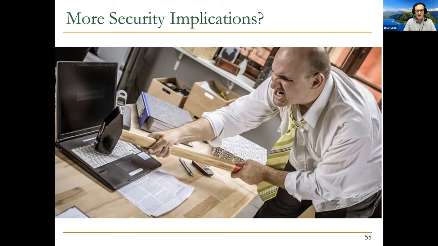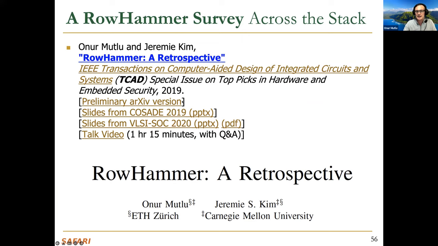And we did write an invited paper to a TCAD special issue on topics in hardware and embedded security, where we talked about the RowHammer research at the time. You can see the date over here, it's 2019. It covers a lot of research that has happened in RowHammer, from architecture, from solutions to security attacks, as well as modeling of the RowHammer at the device level. So if you're interested, this gives you a good perspective. But there's more research that has happened since then, and I will talk about that research actually soon.